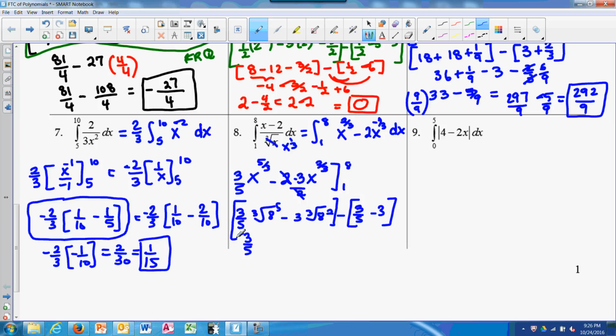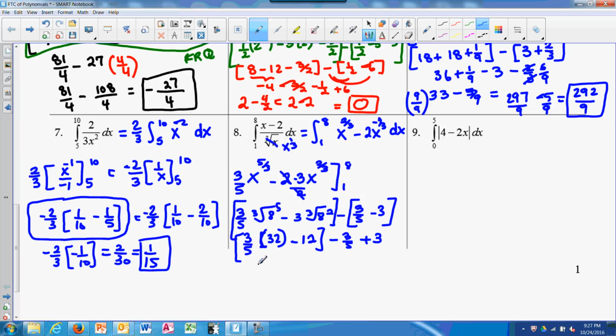For multiple choice, the cube root of 8 is 2. 2 to the 5th is 32. Cube root of 8 is still 2. 2 squared is 4. 4 times 3 is 12. So I have a minus 3/5, and I can go ahead and distribute that negative to get a plus 3.